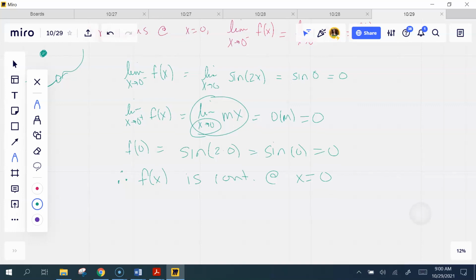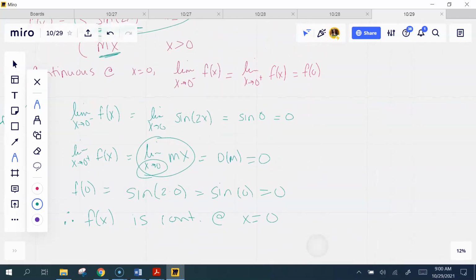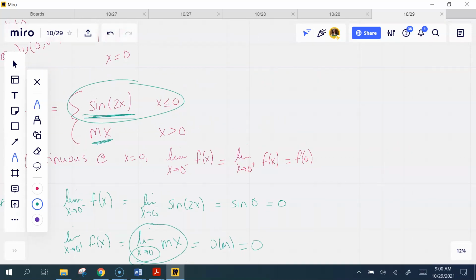No calculator. Continuous is about the function, but differentiable is about the slopes at that point, the approaching slopes. So the left-hand derivative and the right-hand derivative. Does the derivative from the left at 0 equal the derivative from the right at 0? Well, what's the derivative of sine 2x? 2 cosine 2x.